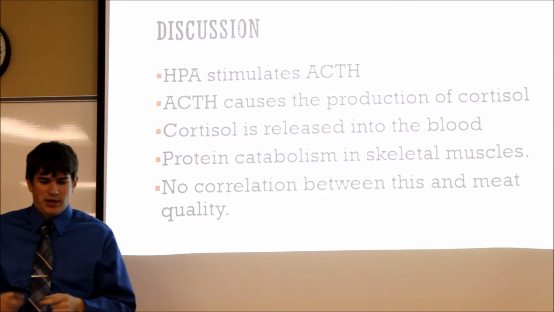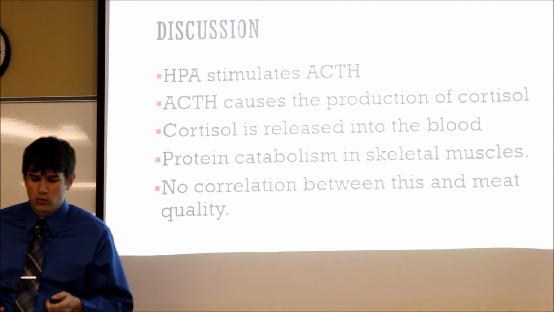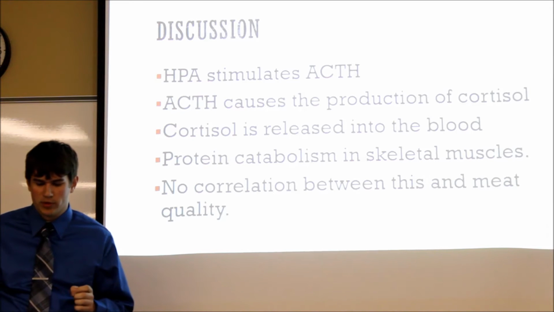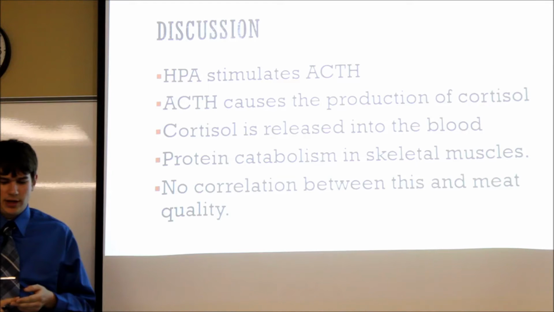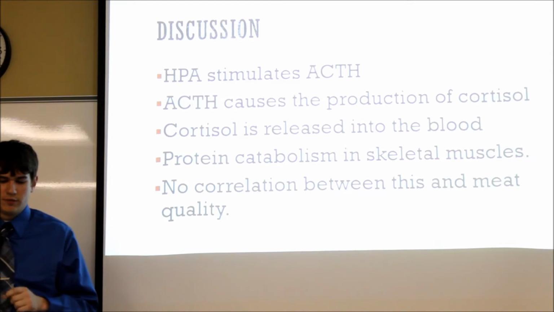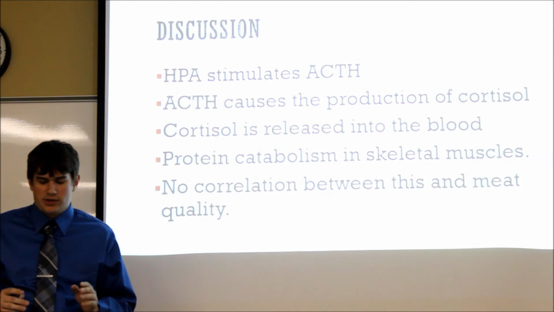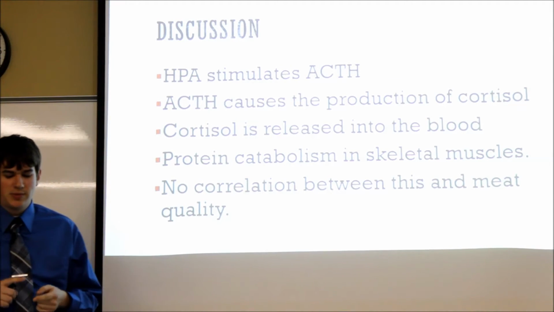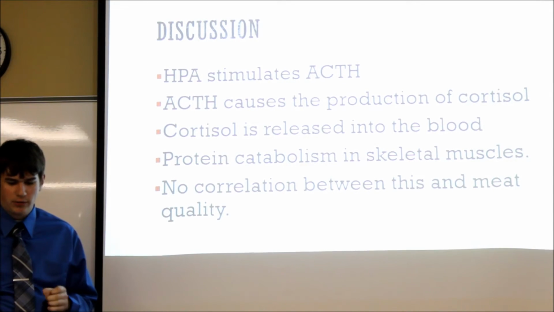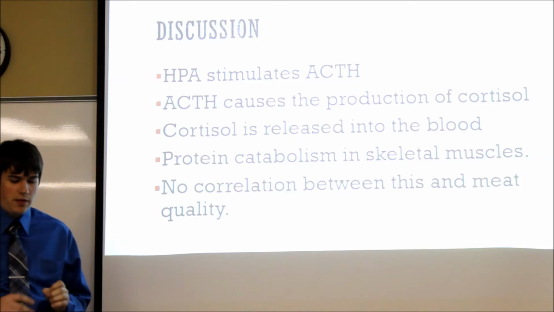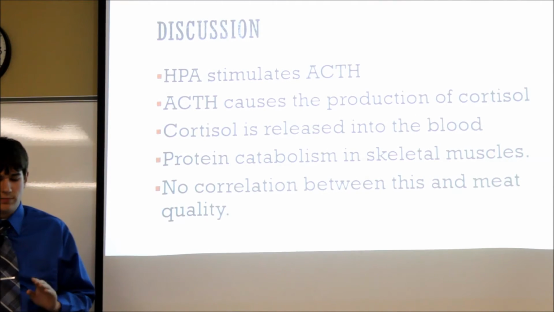The HPA stimulates secretion of the hormone ACTH, or the adrenocorticotropic hormone. This is secreted from the anterior pituitary gland and causes the production of cortisol by the adrenal cortex. When cortisol is released into the blood, it stimulates plasma glucose levels that activate protein catabolism, or breakdown, in the skeletal muscles. In the study, they did not find this to be any correlation to the decrease in meat quality.